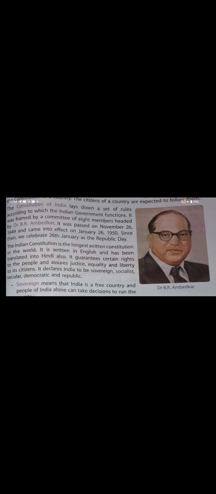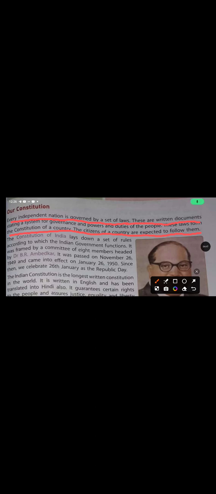Dear students, you must underline the given important lines. Firstly, as you all know, what constitution means is given here. Students, you must underline about the constitution. And next, it was framed by a committee of 8 members headed by Dr. B.R. Ambedkar. And it was passed on November 26, 1949 and came into effect on January 26, 1950. Okay, now the next important things that are written here.